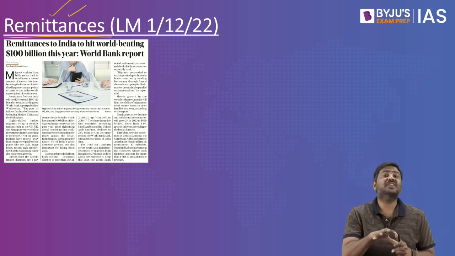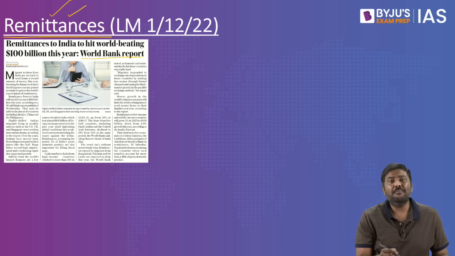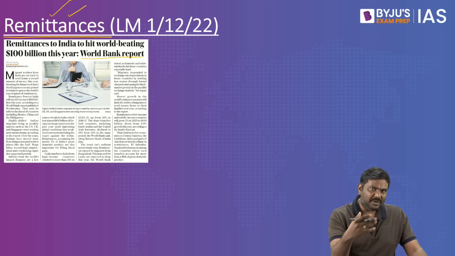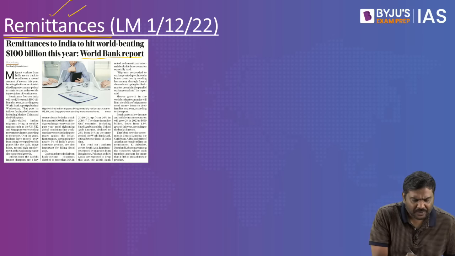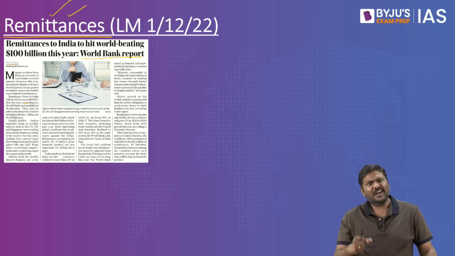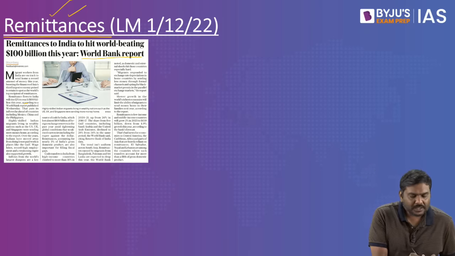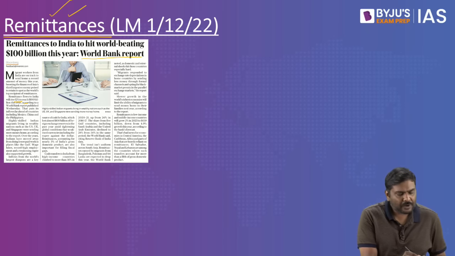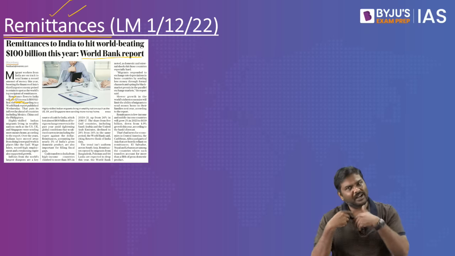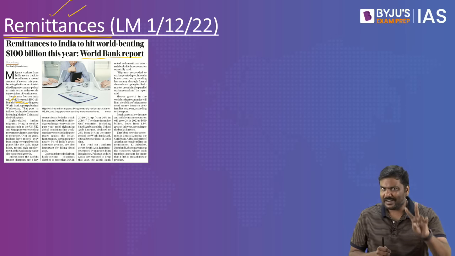And what is the latest information here? As per the World Bank report, India will continue to receive the highest amount of remittances for the year 2022. That's the first point: for this year, India will be the highest recipient of remittances. Second, compared to last year, the remittances will be increasing by 12%. So these are two very important factual pieces of information provided in the article.